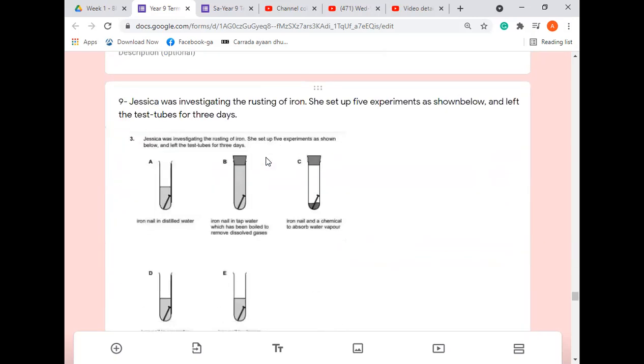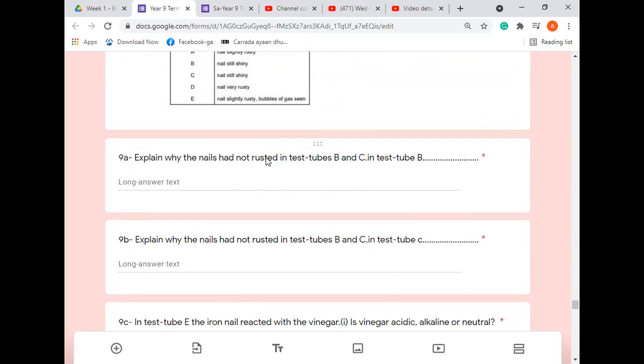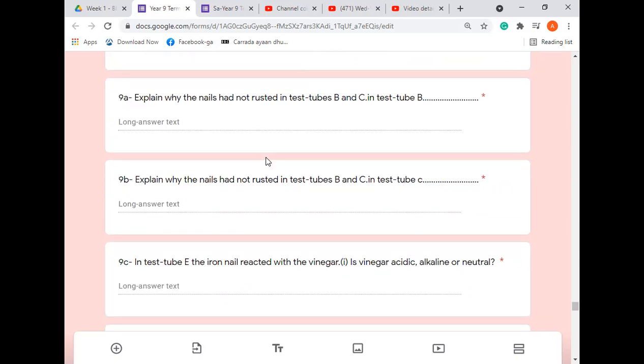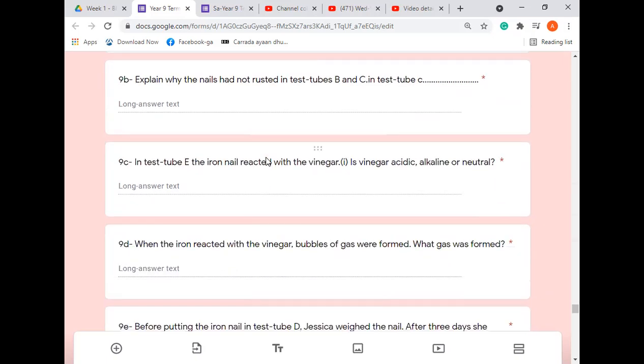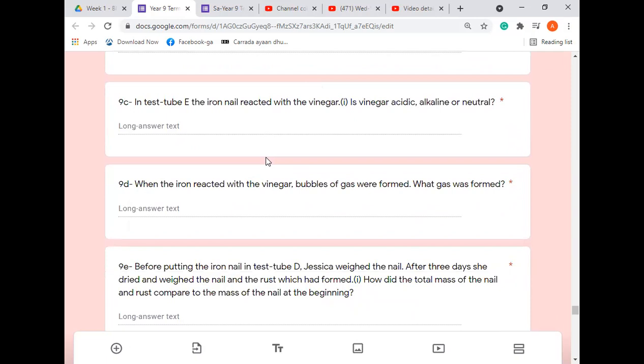Question 9, Jessica was investigating the rusting of iron. She set up 5 experiments, as shown below, and left the test tubes for 3 days. So explain why the nails had not rusted in test tubes B and C. Before you answer this question, you need to study the experiment and the table first. Question 9, in test tube E, the iron nail reacted with vinegar. Is vinegar acidic, alkaline, or neutral?